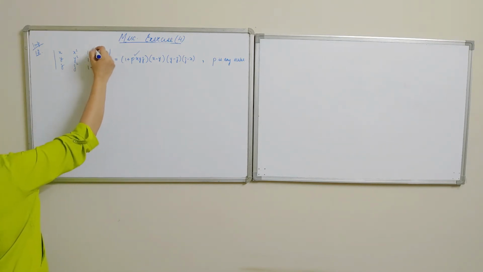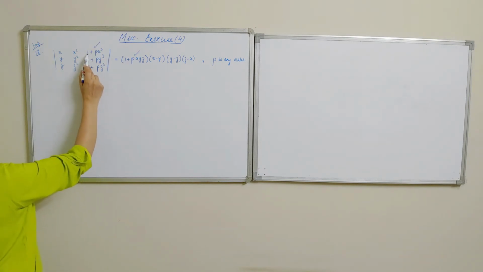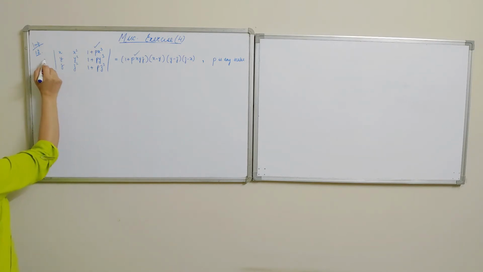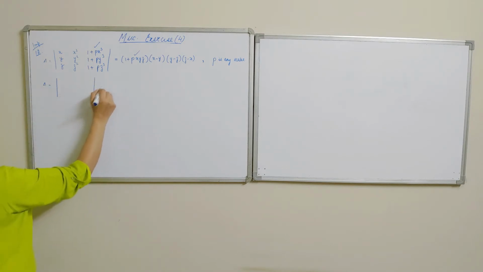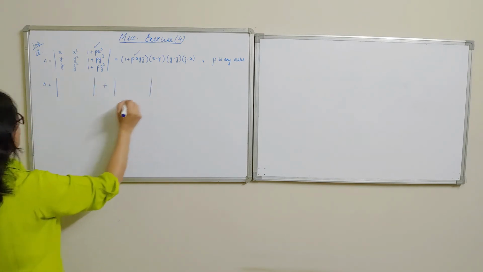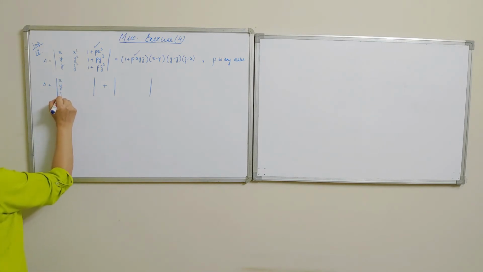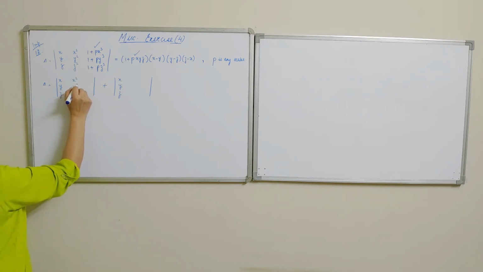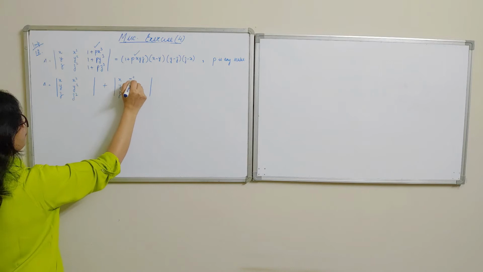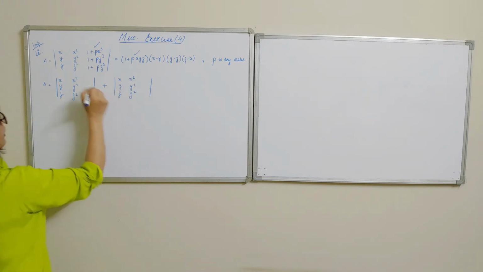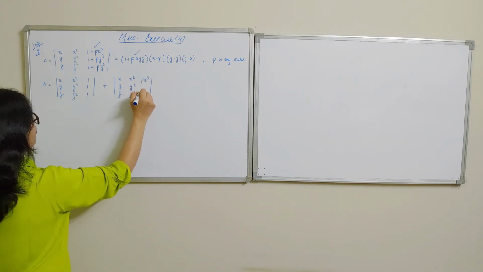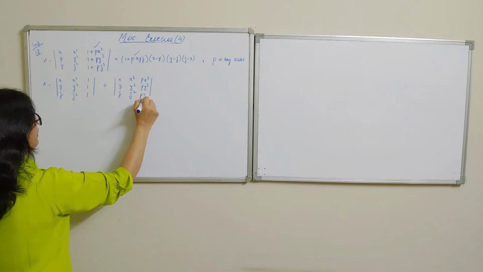So one of the properties tells us that if the elements of a column are expressed as sum of 2 terms, then the determinant can be expressed as sum of 2 determinants. So if this determinant is delta, then this delta can be expressed as sum of 2 determinants. The first column is same, second column is also same, and the third column here is 1, and here it is px cube, py cube, pz cube.